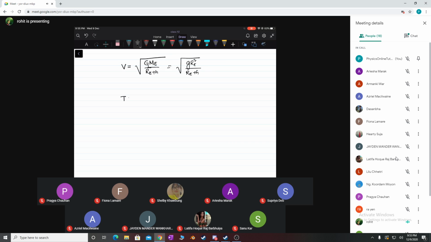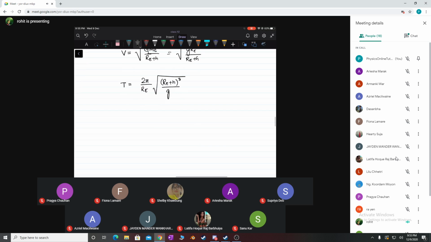Then the formula for time period, if you know the height, was like this: 2 pi divided by RE, root over (RE plus H) whole thing cubed, divided by G. Finally, we got H equals T square, capital G M E divided by 4 pi square. This GME I told you I can replace by GRE square anytime I want, and the power was 1/3, minus RE. So these are the three formulas we got.